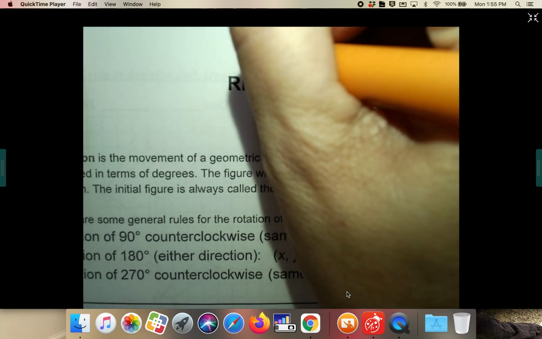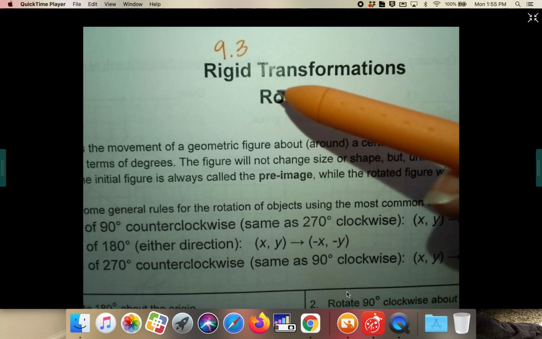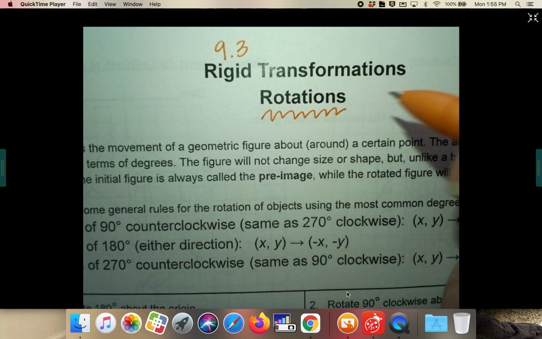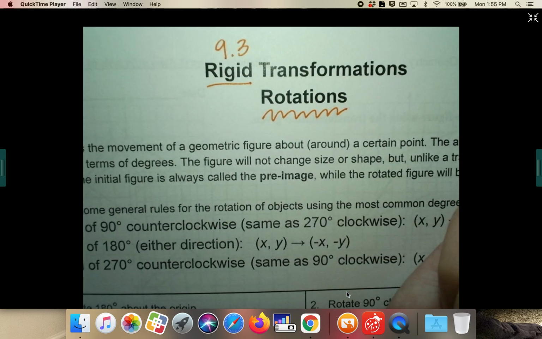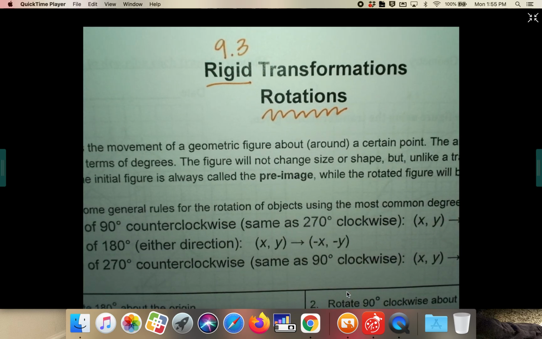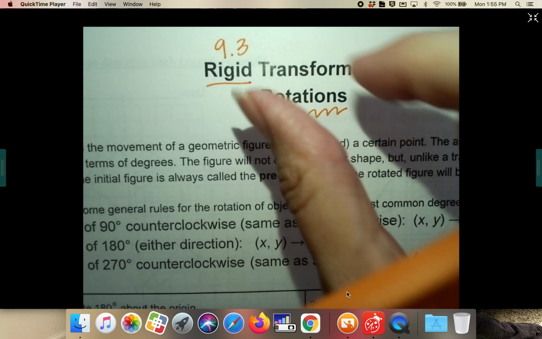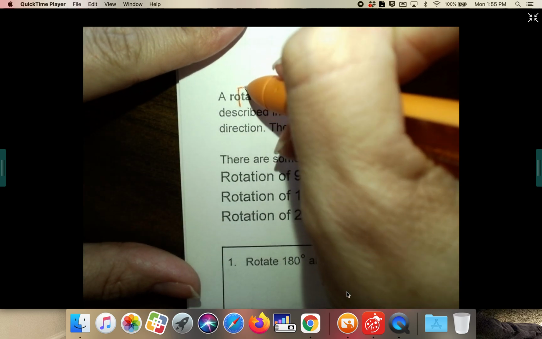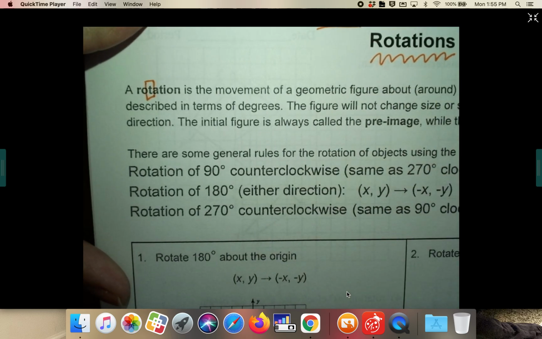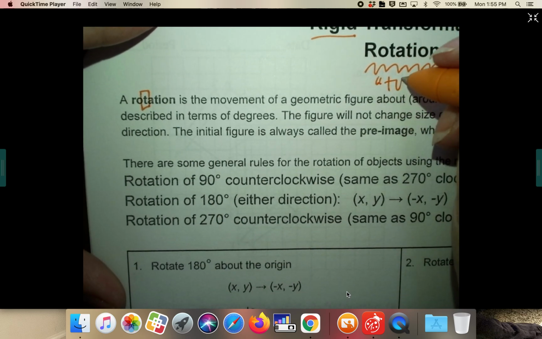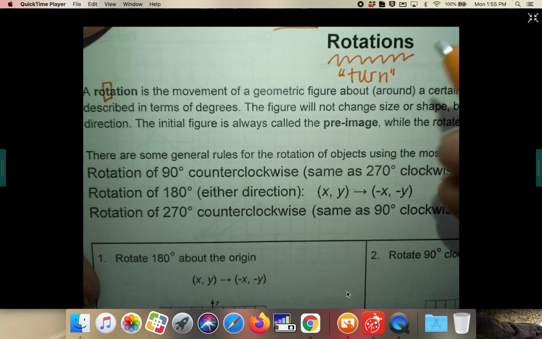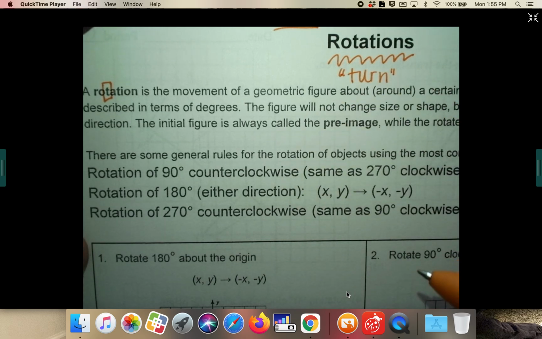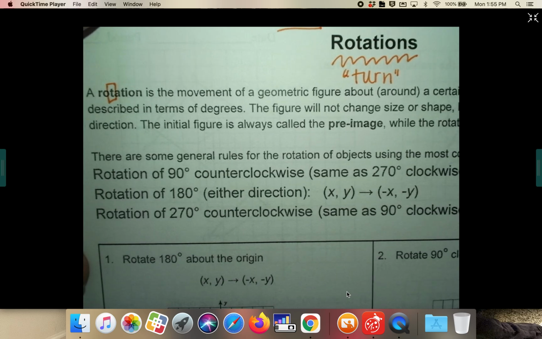Okay, for Geometry 9.3, we are talking still about rigid transformations, but today it's all about rotations. So remember, a rigid transformation stays the same size and shape, but with rotating it, it just means we're going to turn it. So rotation has a couple of different T's in it, and the reason I'm pointing out the T's is because sometimes you call rotations a turn. And that should make sense because you're turning it just like a rotation of a clock or of fan blades or anything that you can think of that rotates.